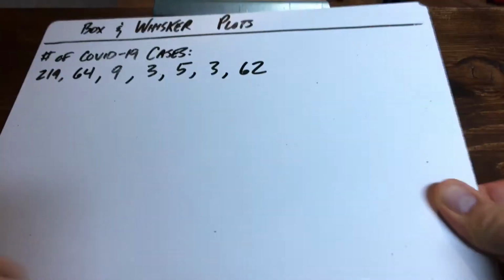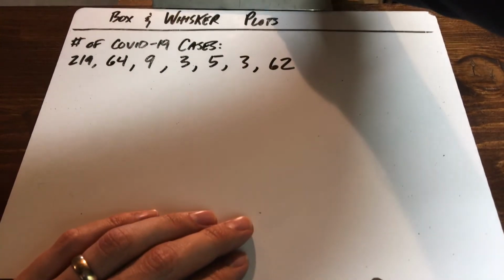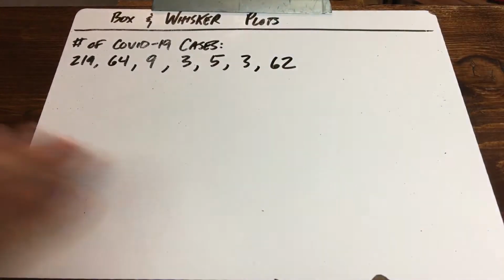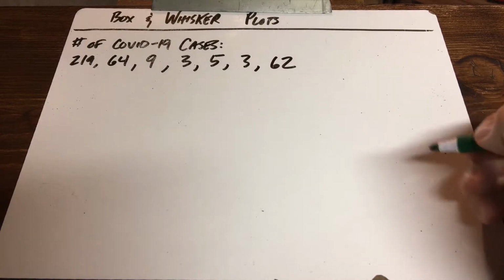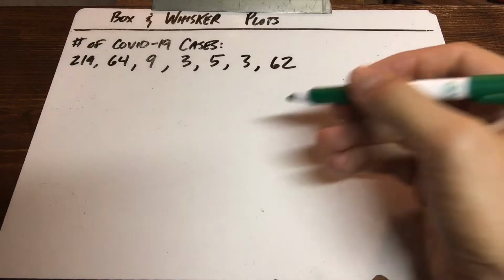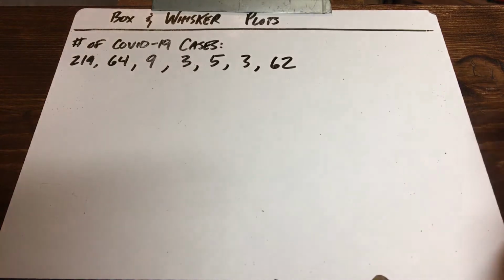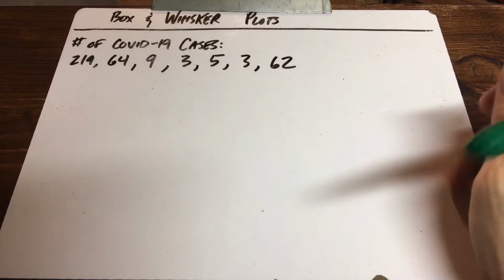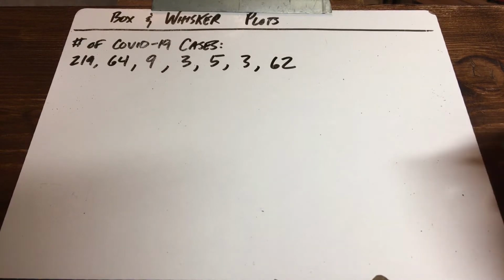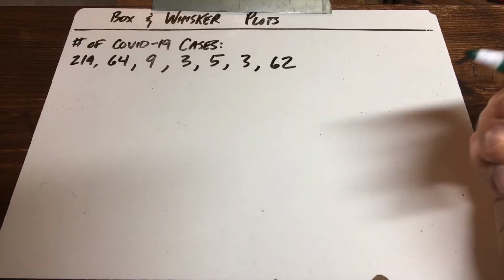Okay, how do you make a box and whisker plot, right? So I just went online earlier, and just today I looked at the number of COVID-19 cases in our county and the counties surrounding our county, all the counties that are bordering our county. And here they are, 1, 2, 3, 4, 5, 6, 7. There are 7 counties, ours and the 6 that our county borders. And so I wanted to make a box and whisker plot of this data.